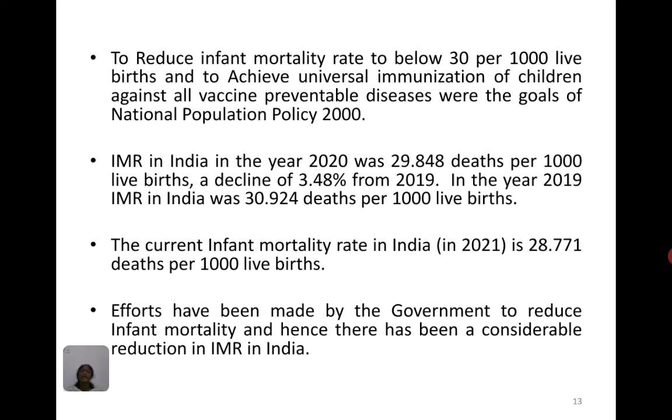IMR in India in the year 2020 was 29.848 deaths per thousand live births, a decline of 3.48% from 2019. In the year 2019, IMR in India was 30.924 deaths per thousand live births. The current infant mortality rate in India, that's in 2021, is 28.771 deaths per thousand live births. Efforts have been made by the government to reduce infant mortality, and hence there has been a considerable reduction in IMR in India.